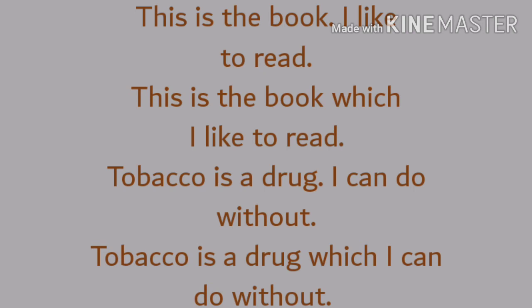Look at the second pair. Tobacco is a drug. Instead of drug, we can use which, because drug is also inanimate. So tobacco is a drug which I can do without. Once again, this is the book which I like to read. Tobacco is a drug, which is also inanimate, a lifeless thing. So instead of a lifeless thing, we can use the relative word which or that. So tobacco is a drug which I can do without, or that I can do without.